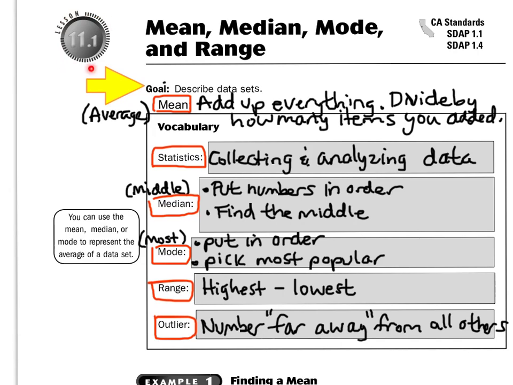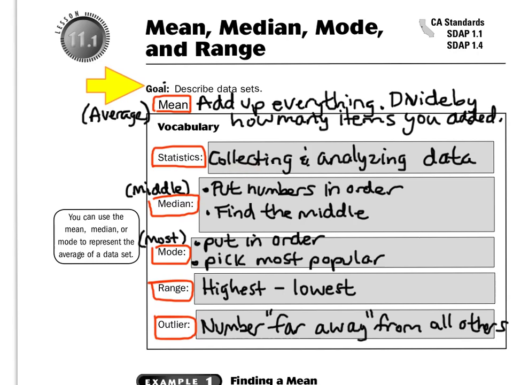Hello, you guys. Let's talk about Chapter 11, Lesson 1 on mean, median, mode, and range. So I need you to add a vocabulary word here, mean. I want you to add that. And then what mean is, it's the same as the word average. So to get the average of numbers, we add up everything and then divide by how many items we added.